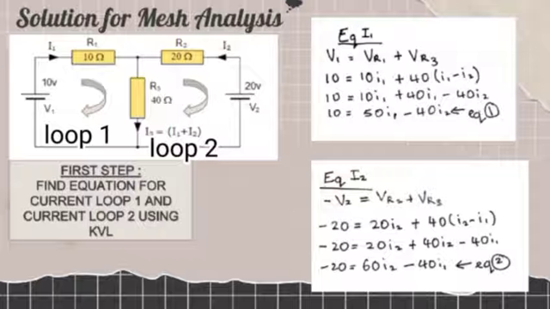Next, we need to find the equation for current loop 2. That is negative V2 equals VR2 plus VR3. Negative V2 is negative 20 volt, equals VR2, that is 20 I2, plus VR3, that is 40 times I2 minus I1. So the answer for this equation is negative 20 equals 60 I2 minus 40 I1. This represents equation number 2.